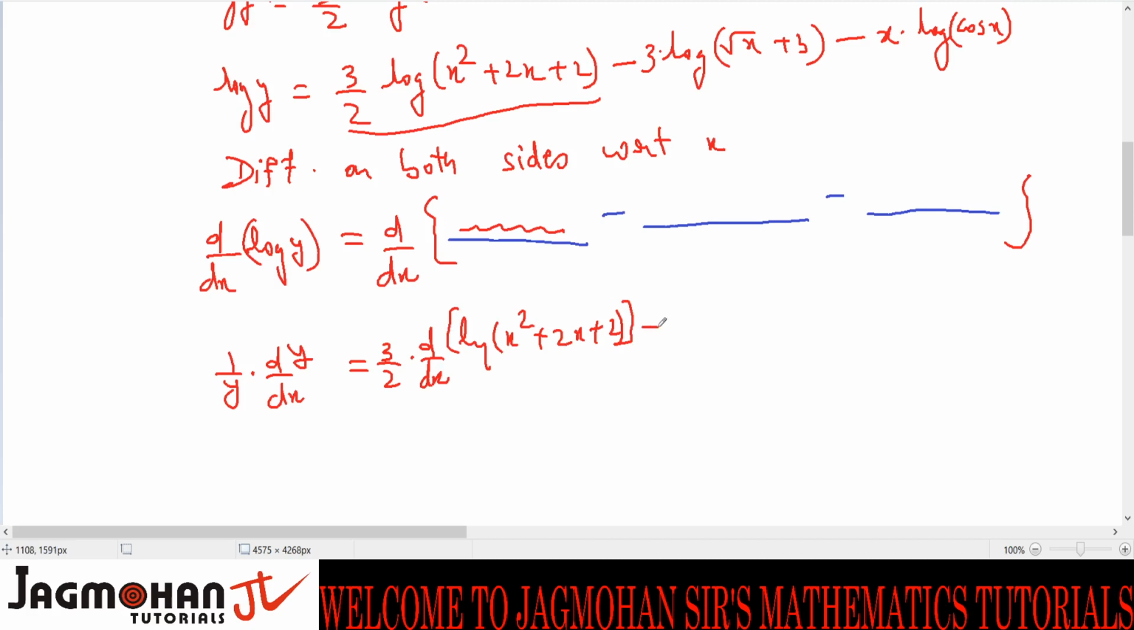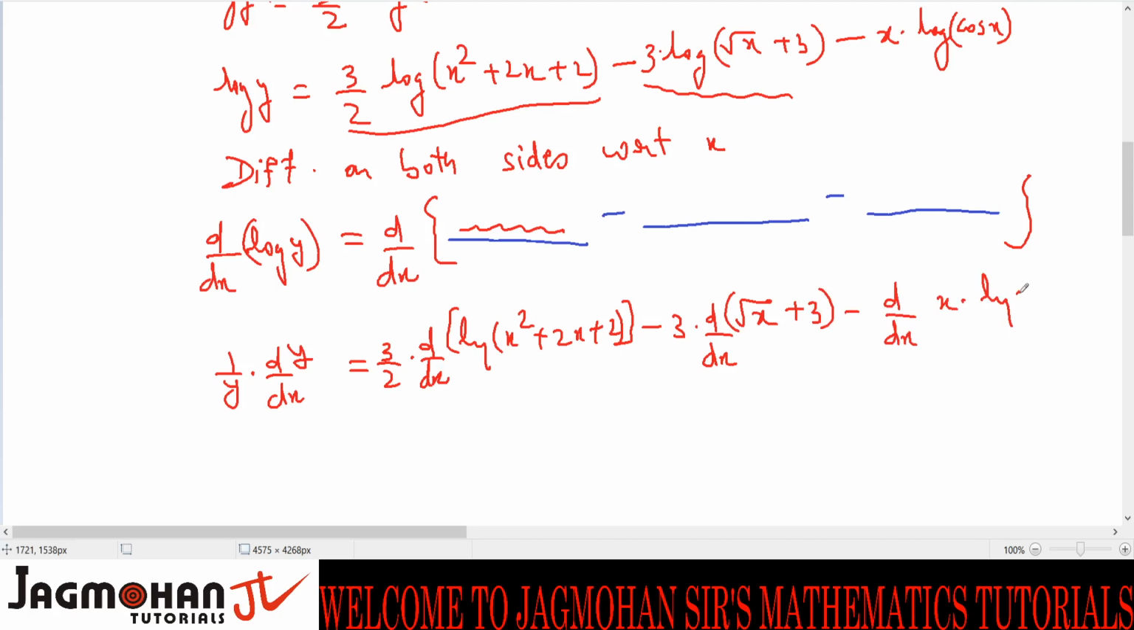So then you have minus, and d by dx of this thing, so 3 is out, and you have d by dx of square root of x plus 3. Remember that the square root is not for 3, it is only for x. Minus d by dx of x into log of cos x.